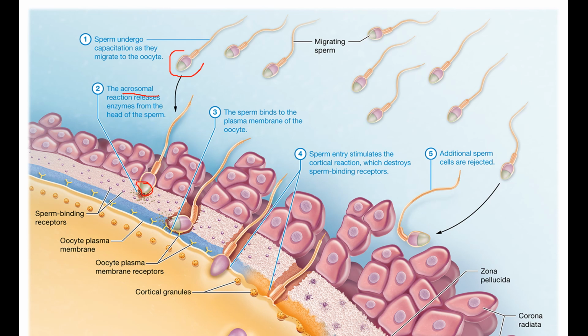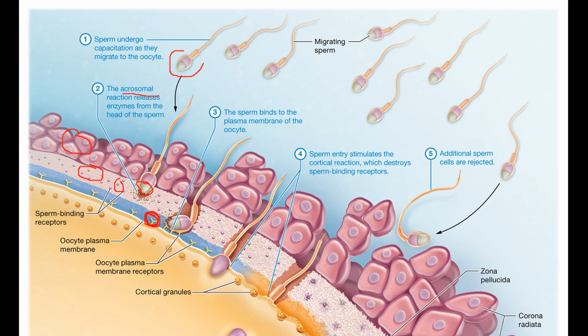Now, if enough sperm cells manage to degrade through the corona radiata and the zona pellucida, what you're going to get is a sperm cell that manages to bind to these sperm binding receptors, and hopefully, what's going to happen? I'm sorry, these are the sperm binding receptors. These down here are the oocyte plasma membrane receptors.